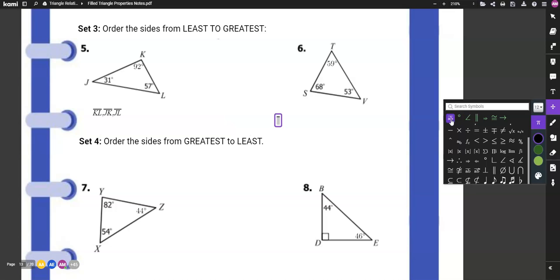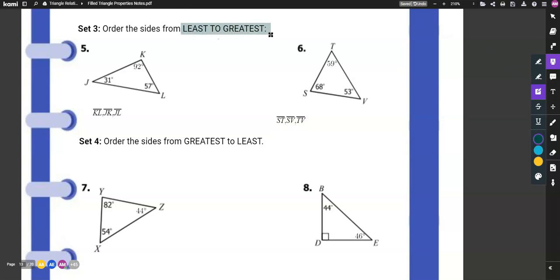Looking at the next one, number 6. Our smallest angle is 53 degrees, angle V, and across from it is side ST. Angle T is 59 degrees, and across from that angle is side SV. And finally, across from the 68 degree angle, angle S, is side TV. And those ones we were listing again from least to greatest. But now we're going to do greatest to least.